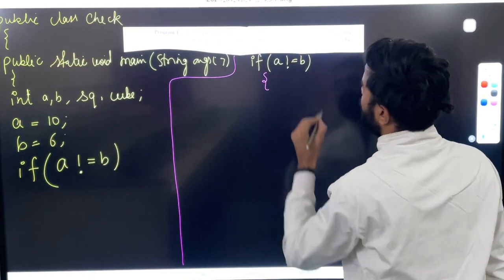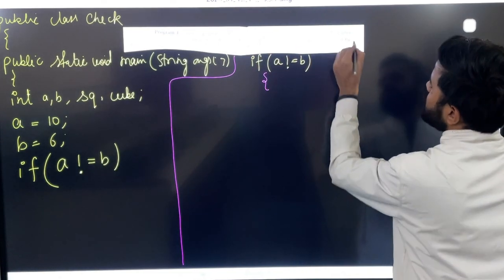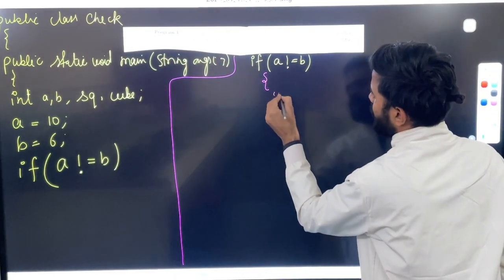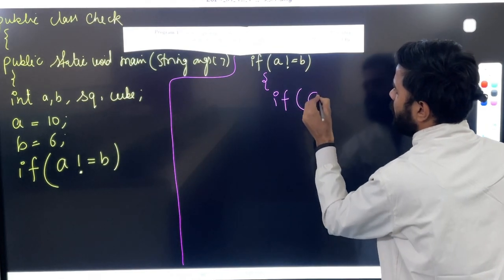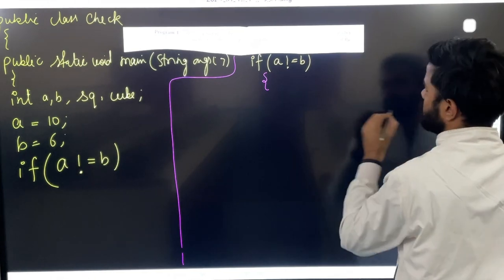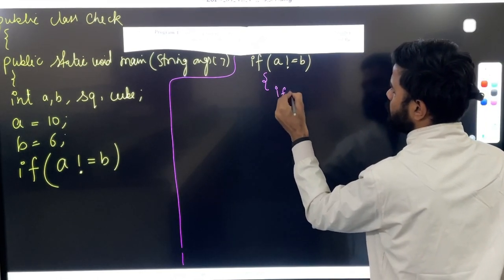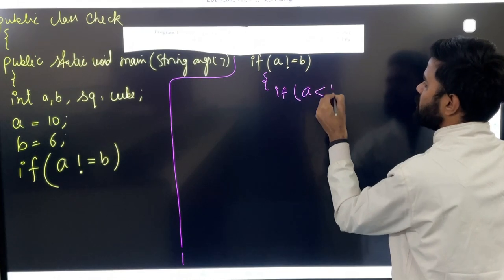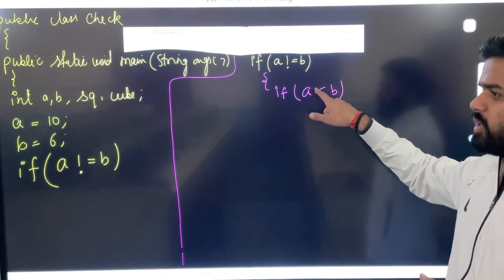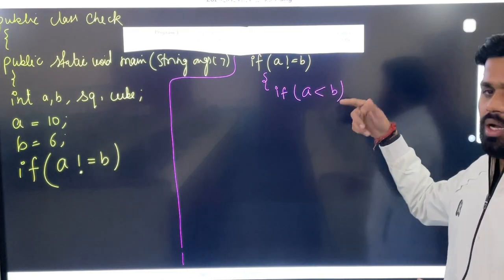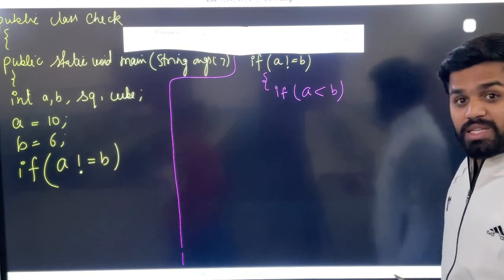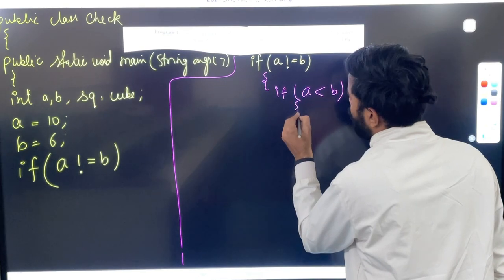both numbers are unequal. Now what will we check? First number is smaller than the second number. So we will write if a is smaller than b. If a is smaller than b, that is, if our a is smaller than b, a is the first number and b our second number. So if the first number is smaller than the second number, then what will we do?